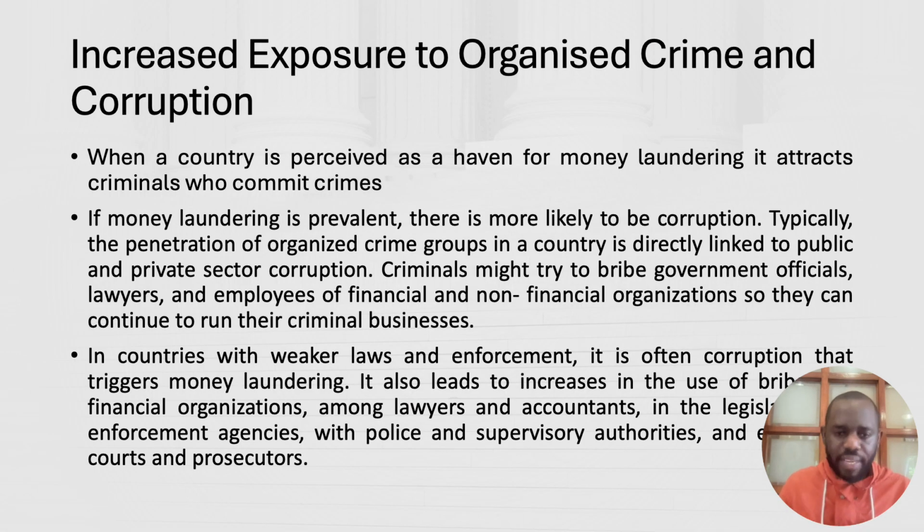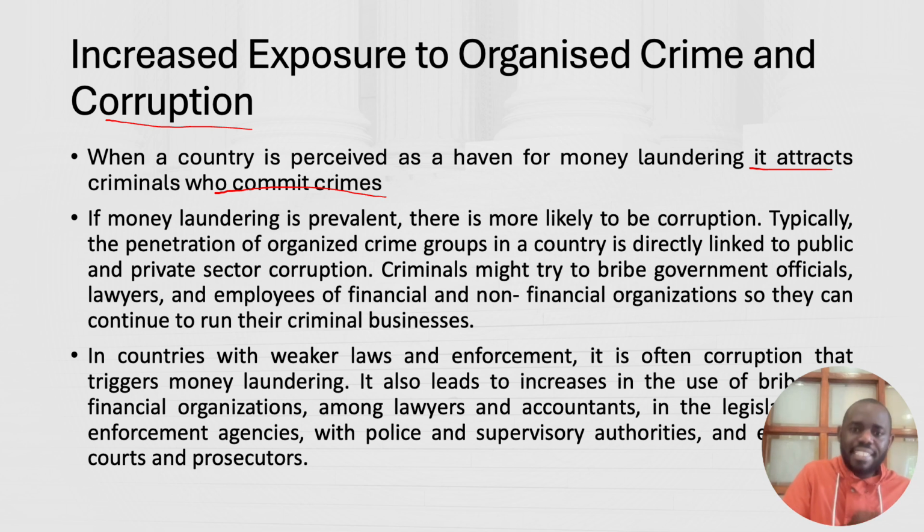Now, further expounding on one of the effects of money laundering. So how does money laundering lead to increased exposure to organized crime and corruption? Now, when a country is perceived to be a haven for money laundering, it attracts criminals who commit crimes. And of course, as you can see here, if money laundering is really prevalent in a country, more likely there is going to be corruption. And what will happen is that we are going to have typically the penetration of organized crime groups in a country. And of course, this is going to be linked to the private and the public sector corruption. And eventually, criminals may even try to bribe government officials, lawyers, leaders in financial institutions, so that eventually they can really integrate, or rather place their money into the financial system along the way so that it appears legitimate.